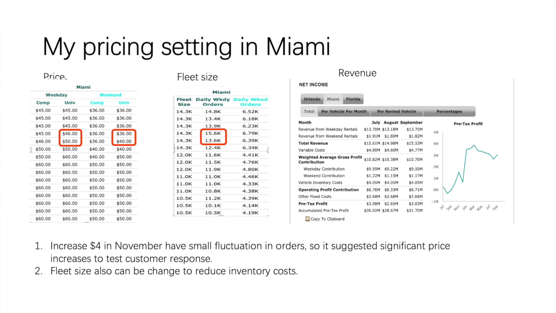Orders fluctuated less. It is recommended to raise prices substantially. After December, I raised the price again to ensure more revenue. On the other hand, I changed the size of the fleet to reduce inventory costs.